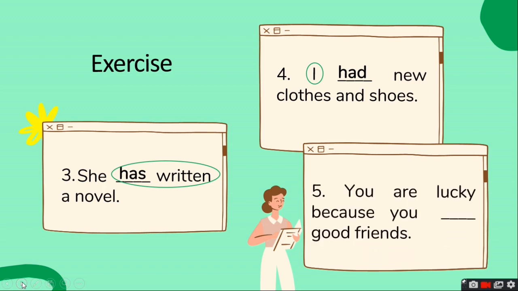For the last item, you are lucky because you blank good friends. Same case as number 4. Because we have an indicator that the sentence is in the present tense, and because the subject you is special, even if the speaker is only referring to one person, we still use have. You are lucky because you have good friends.